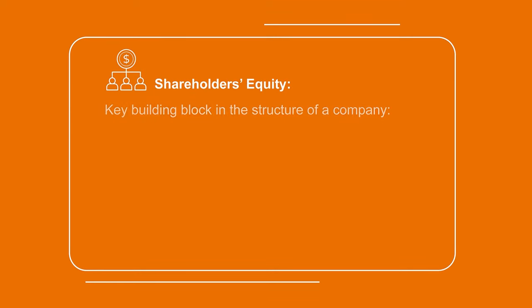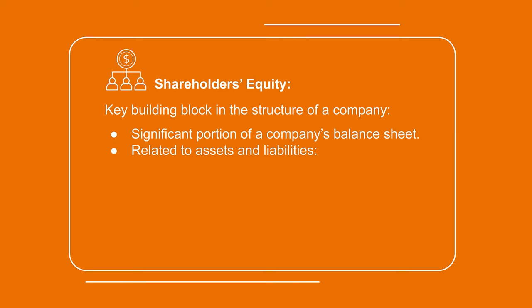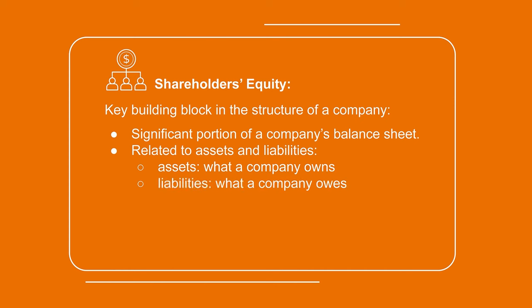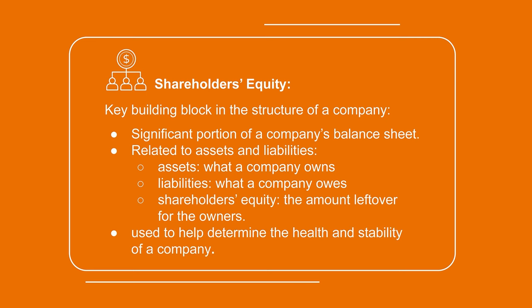Shareholders' equity is one of the key building blocks that holds the structure of a business in place. Along with assets and liabilities, it usually makes up a significant portion of a company's balance sheet. Assets, liabilities, and shareholders' equity have a close relationship. In simple terms, assets are what a company owns, liabilities are what a company owes, and shareholders' equity is the amount left over for the owners. Shareholders' equity is extremely important because it's one of the first things that analysts, bankers, and investors look at when evaluating a company's financial health and stability.